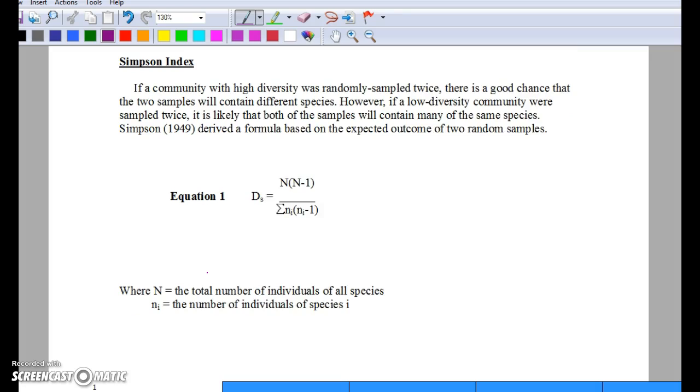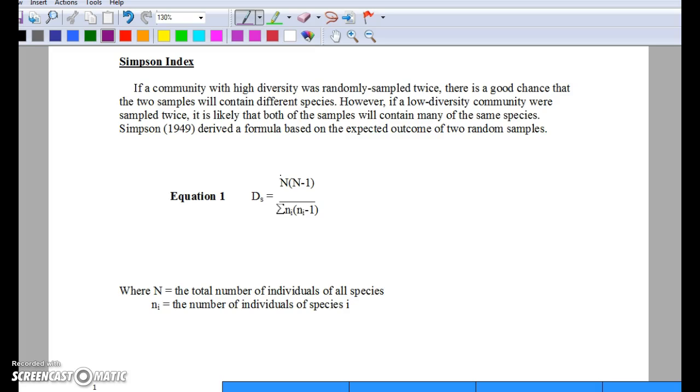So the Simpson's Index says if you look at a community with high diversity and it was randomly sampled two times, so you go in and you pull out and you look at the type of species, if it's a highly diverse community, there's a really good chance that the samples are going to have two different types of species. But if a low diversity community were sampled twice, it's likely that both of those samples will contain the same species. So if you go to a Christmas tree farm and you turn around in circles and close your eyes and you point at one tree and then you do it again and you point at another tree, it's very likely that they'll both be the same type of tree.